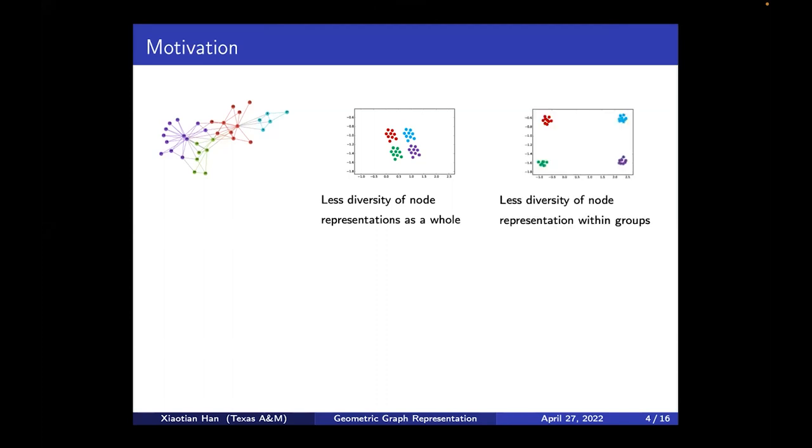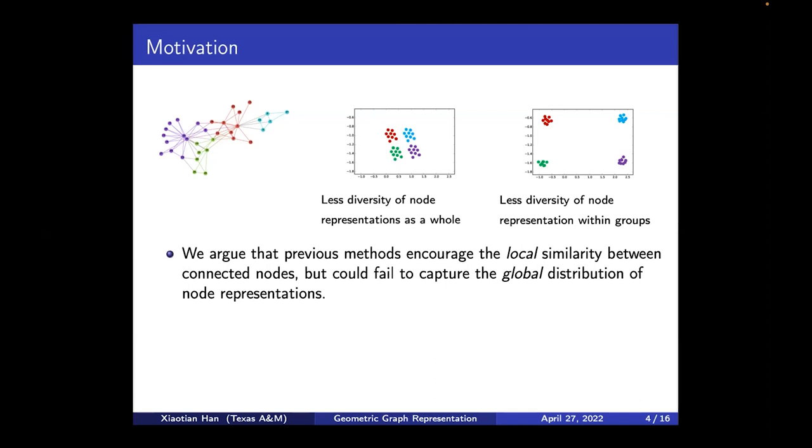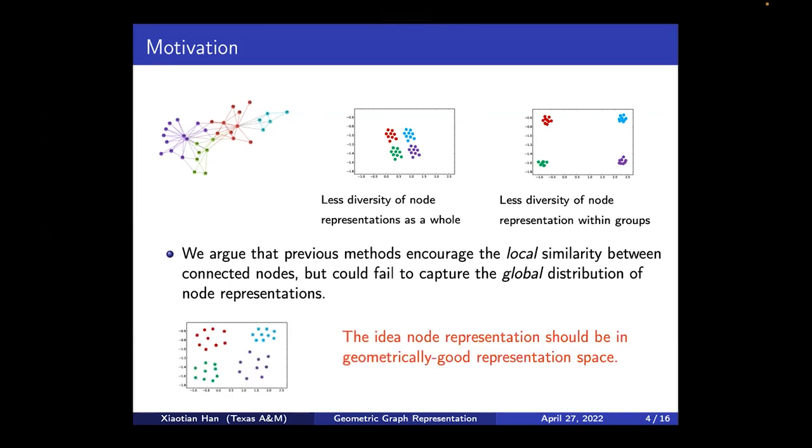And if we get an embedding like this, although the whole node representation spans the whole representation space, within the groups the node representations have less diversity because they overlap together. So we argue that the previous methods only encouraged the local similarity between connected nodes, but could fail to capture the global distribution of the node representations. So we want to get a representation like this.